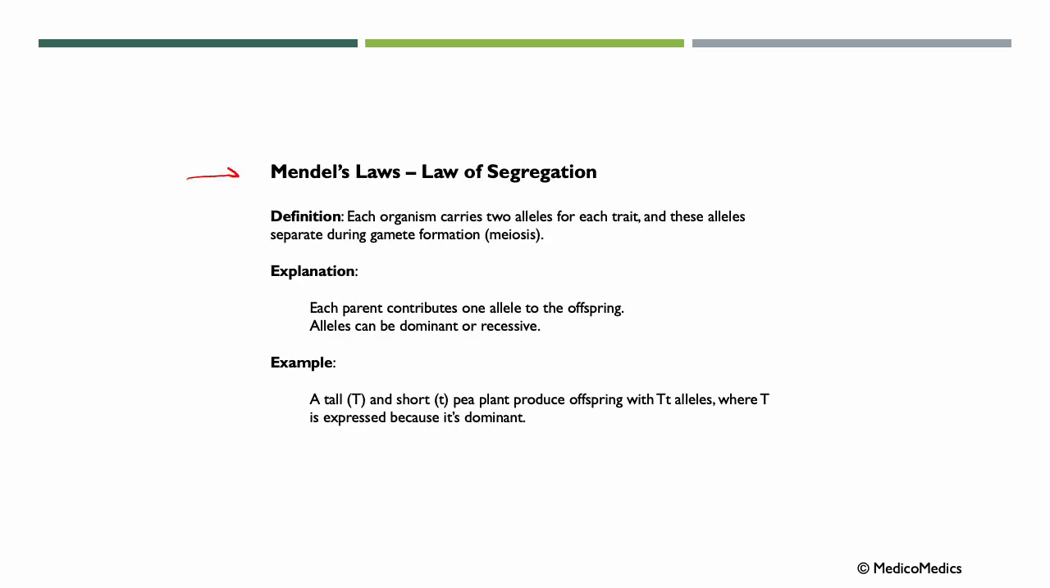Now let's begin with his first law, which is the law of segregation. The law of segregation states that an organism inherits two alleles for each trait, one from each parent. And during gamete formation, which is meiosis, these alleles separate so that each gamete, each sperm or egg, carries only one allele for a given trait. So each parent contributes one allele to the offspring, and these alleles can be dominant or recessive.